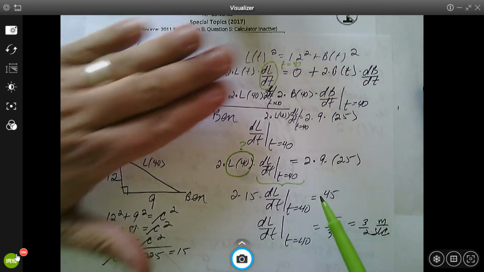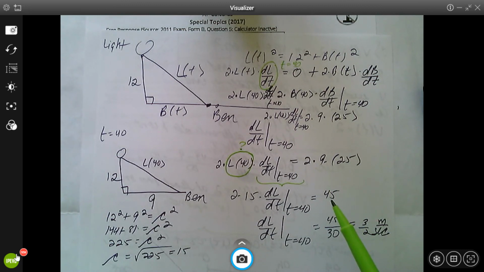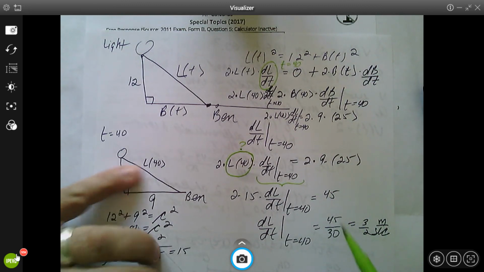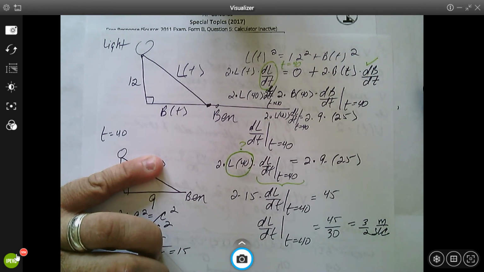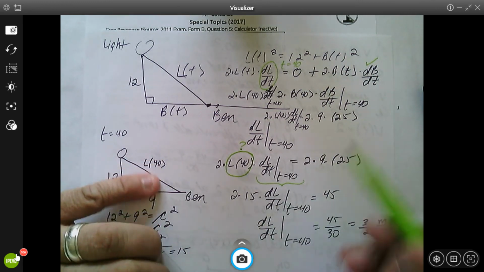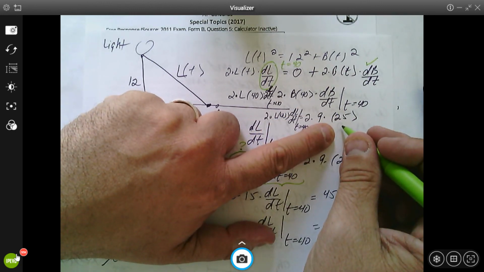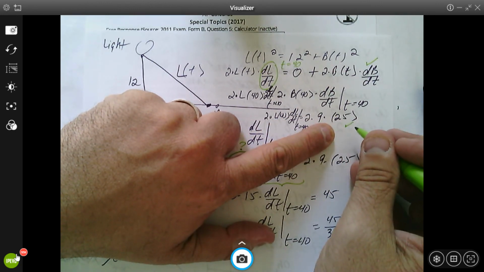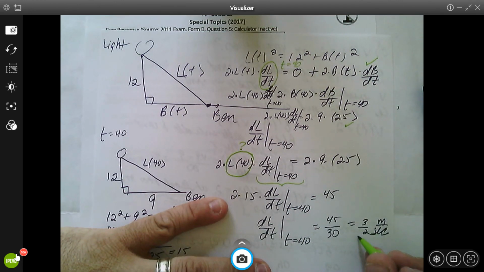Okay, my apologies for the mess up here. Let's see, where did they award points? 1 point for finding the derivative, 1 point for using the fact that dB/dt is actually equal to the velocity, and then 1 point at the end for this numerical value.